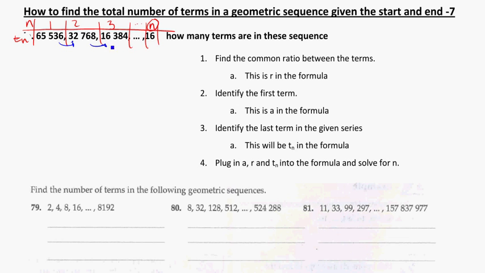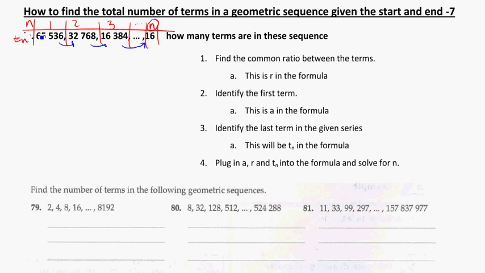Do they add by the same amount each time? Because I know it's a geometric sequence, it's not going to be an arithmetic sequence, so they're probably not going to add by the same amount. Here they're going to times or divide by the same amount. And if you notice, these numbers are actually getting smaller each time, so I should expect my r value to be less than 1.